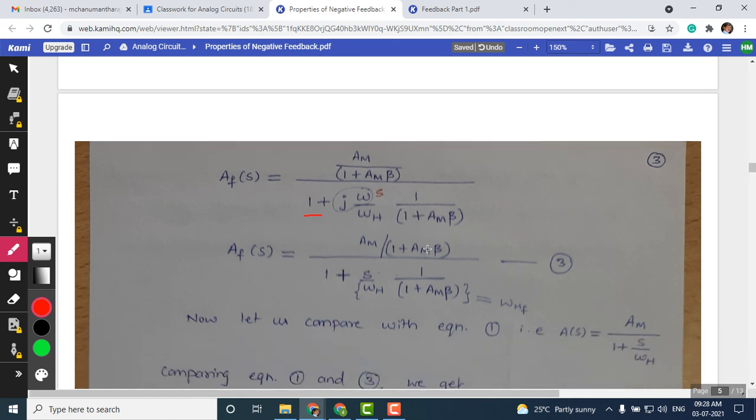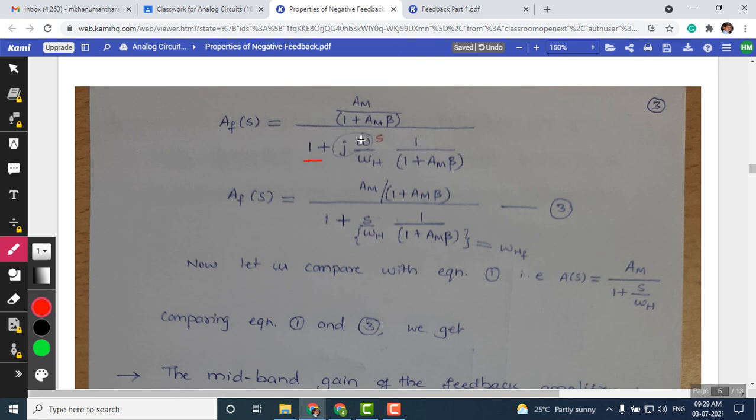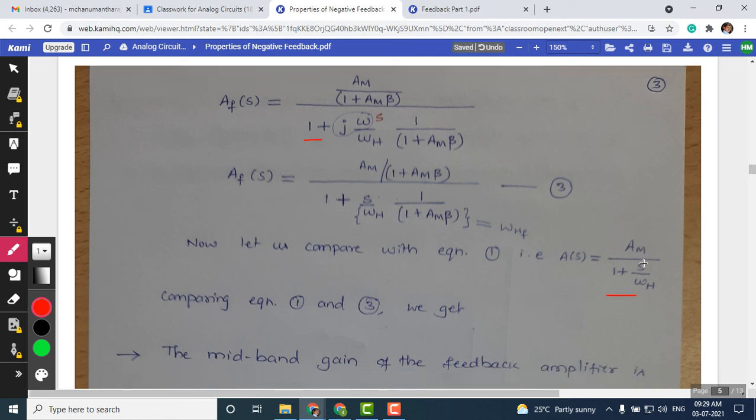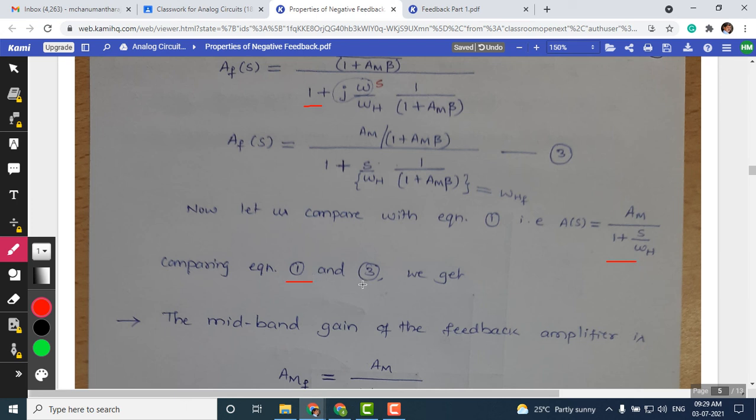Next, we can indicate this j omega as s. So the final equation is A of s equal to AM divided by 1 plus AM into beta, and in the denominator we have 1 plus s by omega h into 1 divided by 1 plus AM into beta. Now we can compare this with the basic equation we have defined. When we compare equation 1 and equation 3, for your reference I have written equation 1 here, one is for the feedback and this is without feedback.